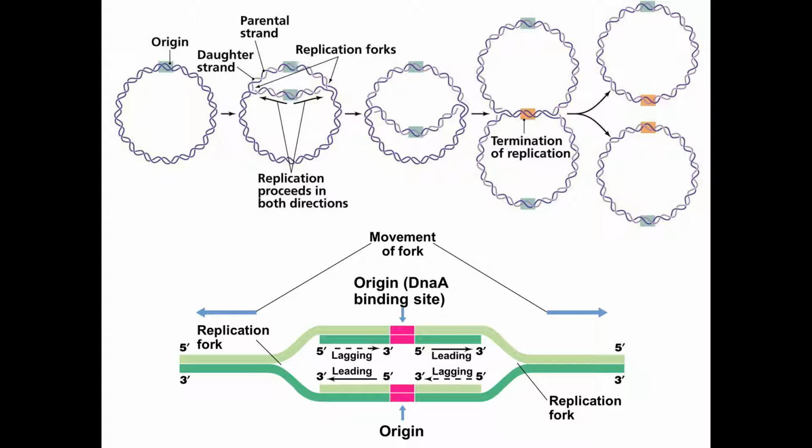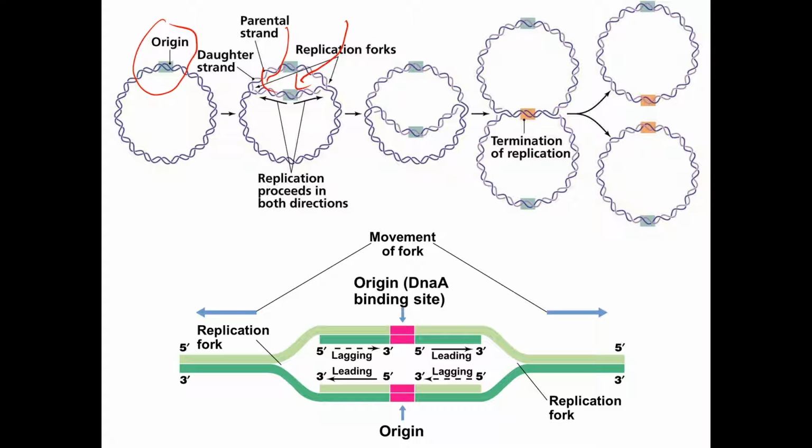Here, you're being shown a bacterial chromosome. You have your origin of replication here. The first thing that happens at this origin of replication is that the two strands of parental DNA separate. Once they've separated, the enzymes involved in DNA replication can come into this replication bubble, and they can begin to copy the template strands of DNA.